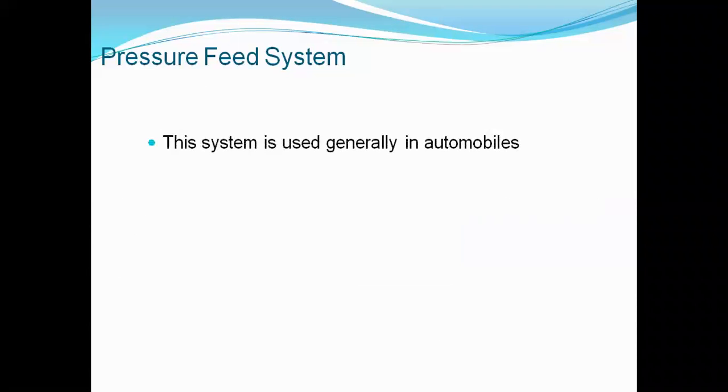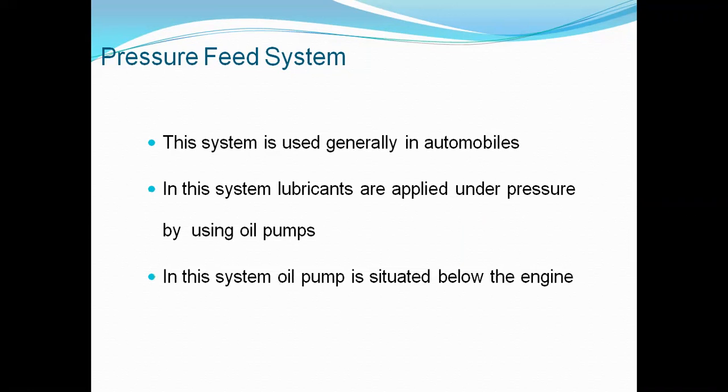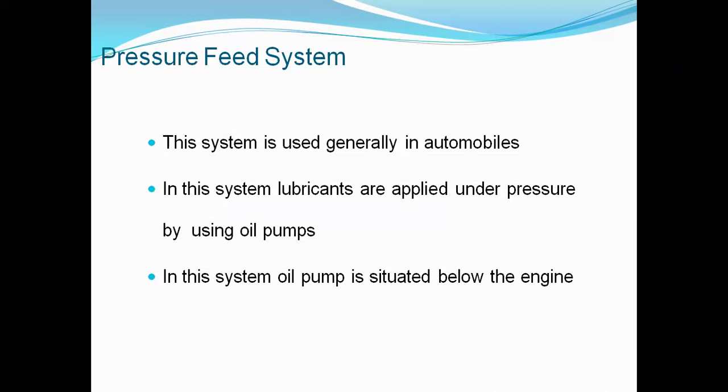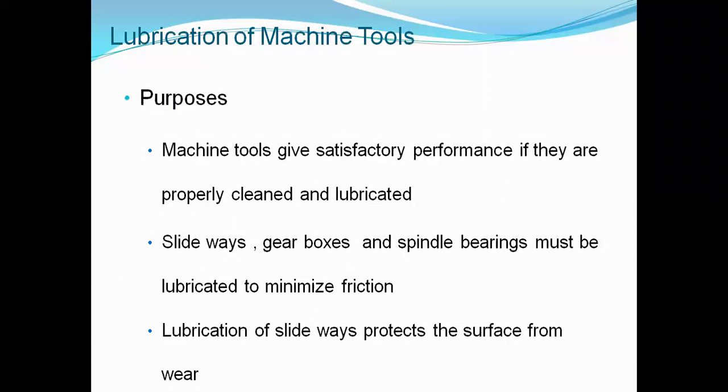Next, the pressure feed system. The pressure feed system is used in automobiles. Lubricants are applied under pressure by using oil pumps. The oil pump is situated below the engine. So these are the lubrication systems, methods of lubrication and purposes of lubrication.